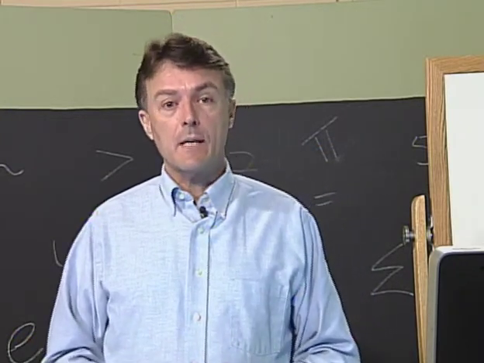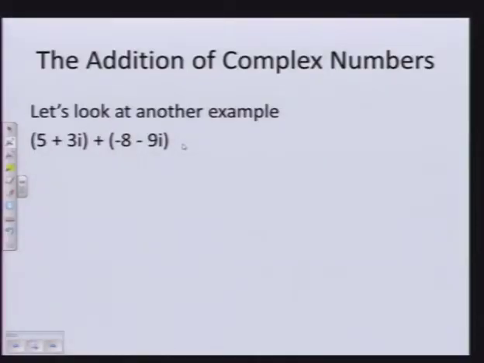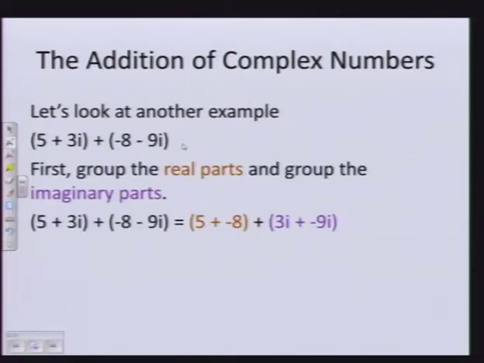Let's look at another example of complex number addition. Okay, so here I've got 5 plus 3i in parentheses, plus, in the second parentheses, -8 minus 9i. Notice in the second parentheses I have some negative values in there. I've got -8 and -9i. All right, so we're going to repeat the process.